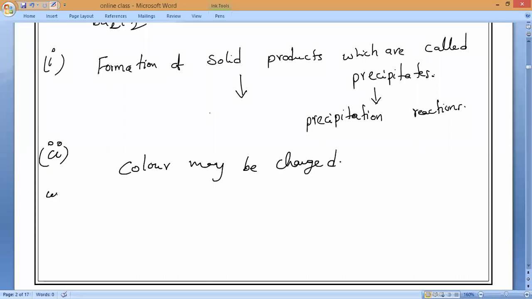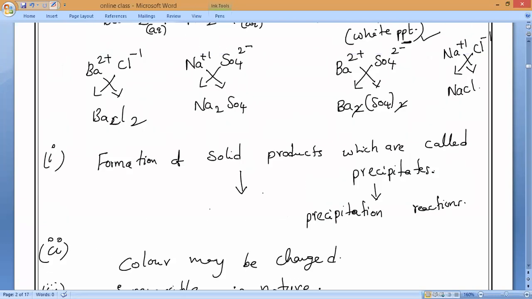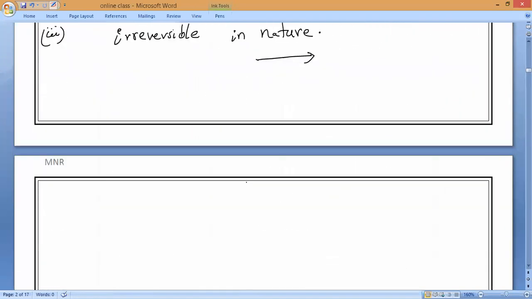And the third one? These reactions are irreversible in nature. So the reaction won't take place backward. Only a single arrow, not a double arrow. So no reversible reaction will be carried out; it is always irreversible in nature. These are the characteristics of double displacement reaction.